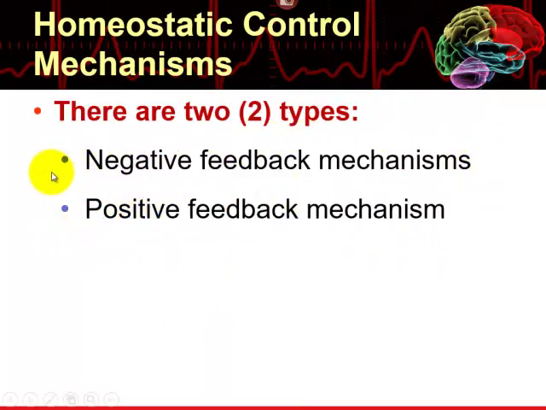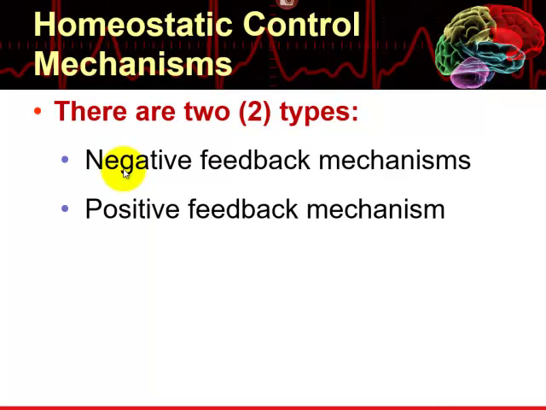Negative feedback, I just kind of described that. That's where you have an initial stimulus, it causes a reaction, and then the reaction will actually go back and shut off the original stimulus. It's just a loop. There are certain things in your body you can't have too much of, and you have to have some kind of negative feedback system that will shut it off once it's reached a certain level.